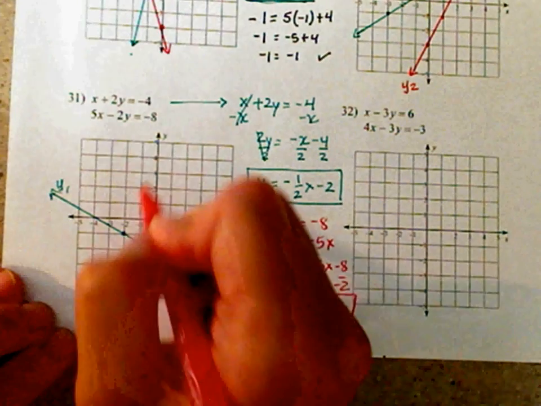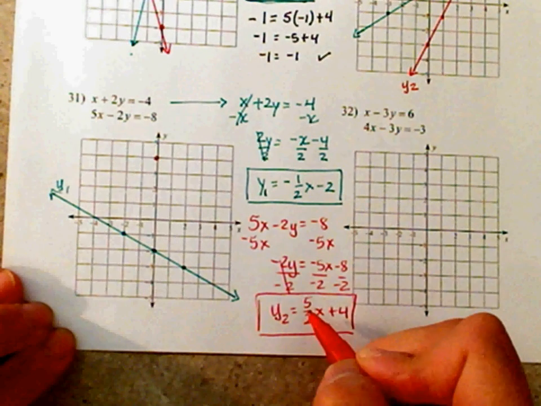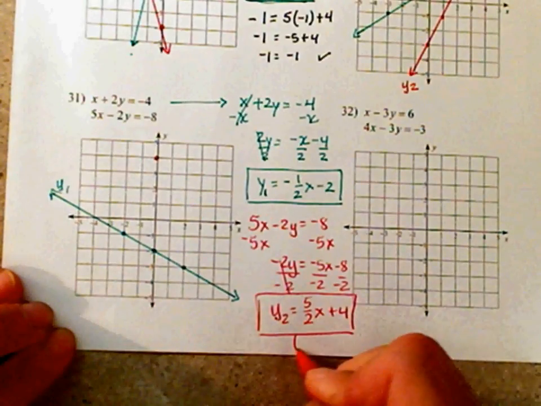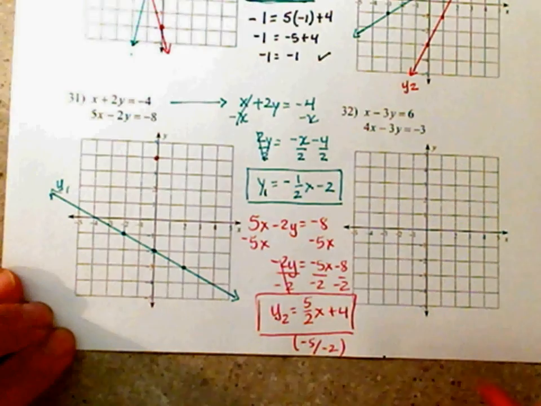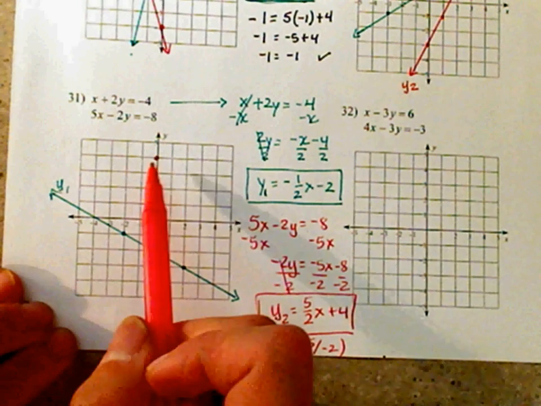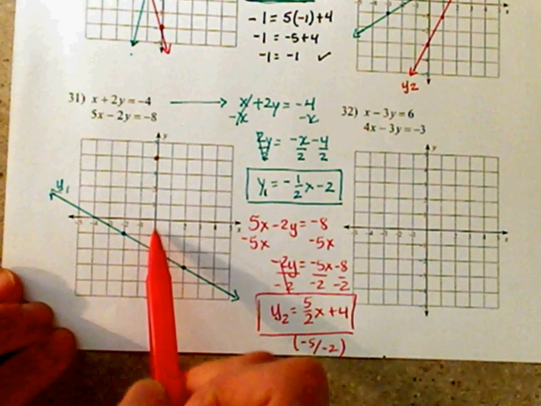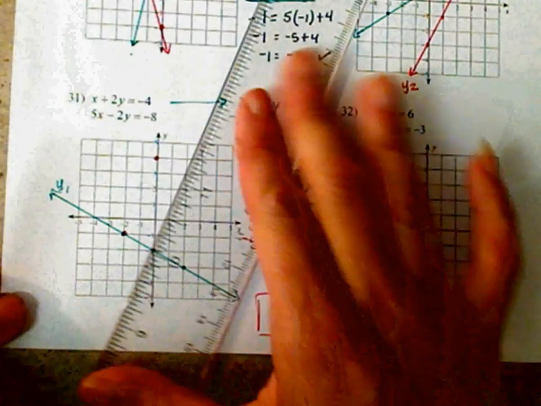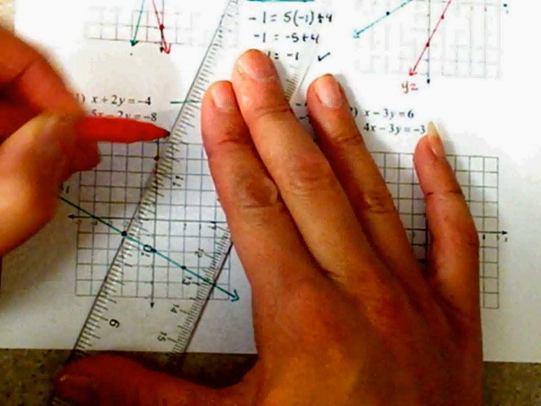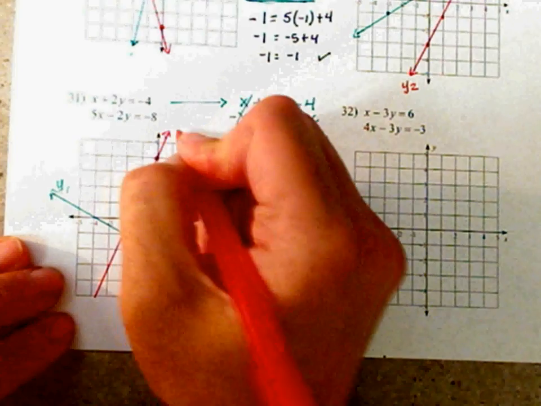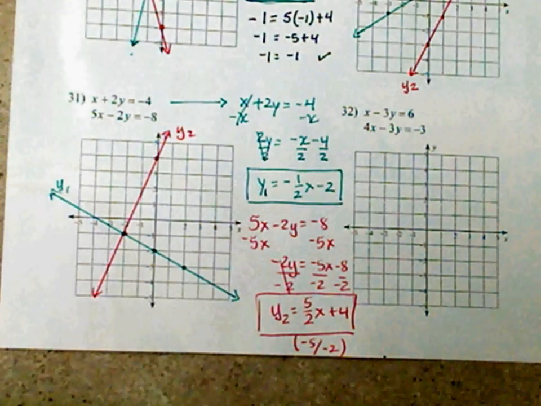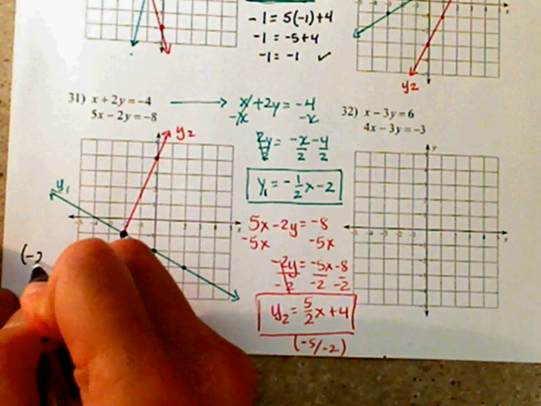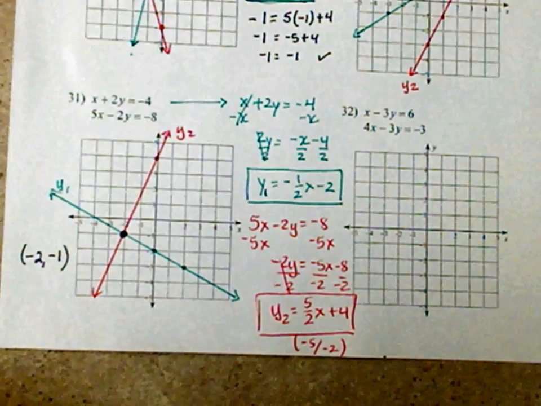Positive 4. Now instead of going up 5, I don't have room, so I'm going to go down 5. I'm going to make these guys negative 5, negative 2. And that might help you graph a little bit better. Negative 5. 1, 2, 3, 4, 5, negative 2 to the left. Okay? You see how they're connecting already? We're going to call that one y2. And where is that point of intersection? That point of intersection is at negative 2, negative 1. And there's your number 31. Okay?